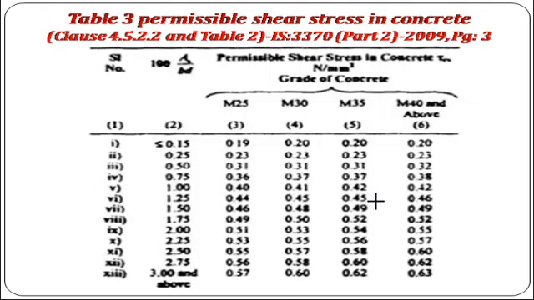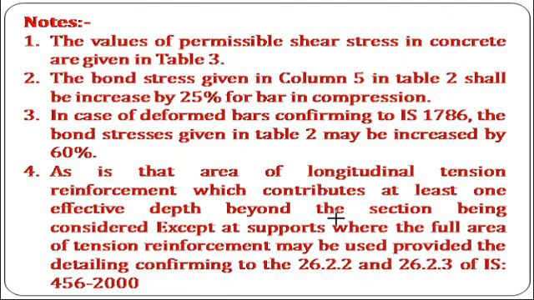Again, the permissible stress in concrete for the working stress method is given in Table 3 of IS 3370 Part 2, page number 3. Also this table is available in IS 456 for the working stress method. These are some notes that we have to check or incorporate, or modify the value of the bond strength according to the zone in which the reinforcement bar is located or the type of the bar.